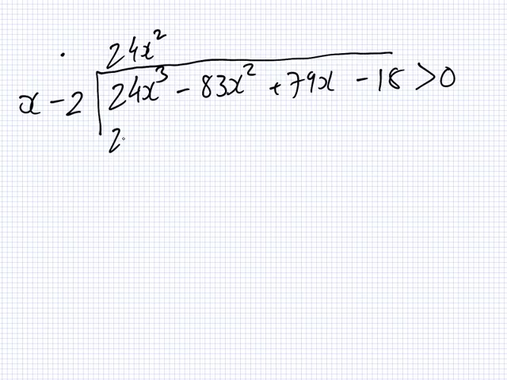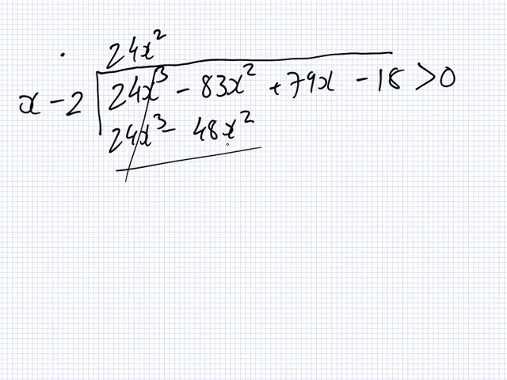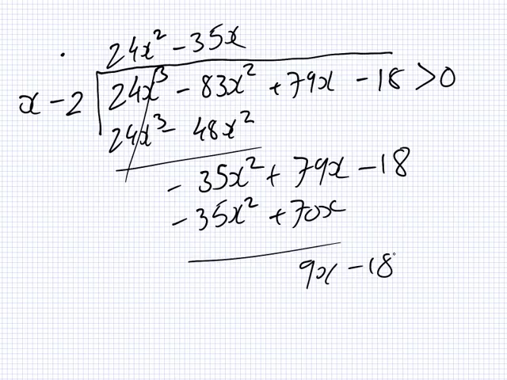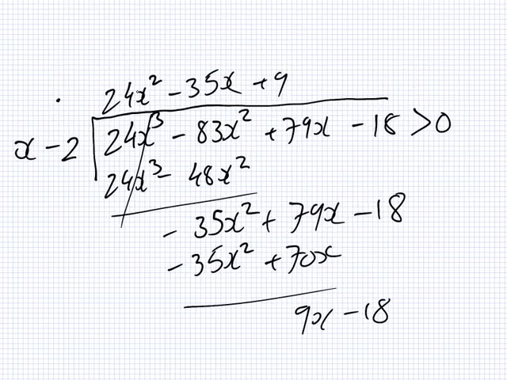So that's minus 8x cubed plus 16x squared. What are we left with here? Plus 35x squared minus 79x plus 18. Minus 35x squared. Half nine. Okay, so that's just obviously a 9, and that's fine. And 8x.